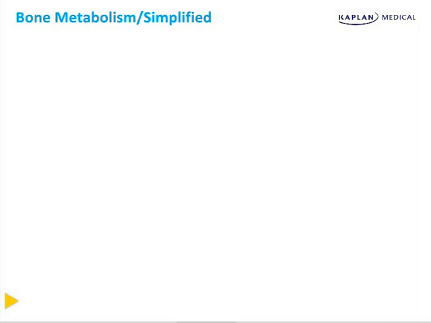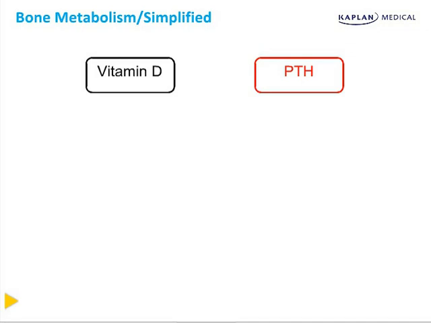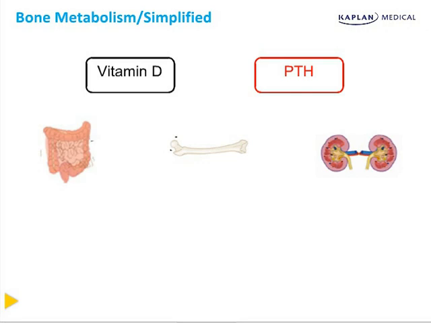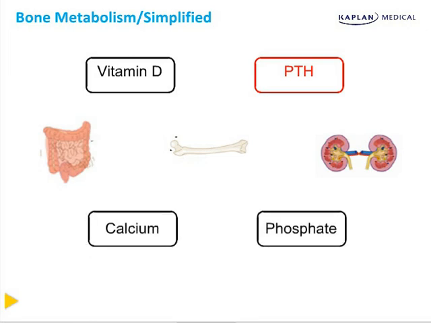You start off with two primary hormones, vitamin D and parathyroid hormone, PTH. They act on three main players, the GI tract, the bone, and the kidneys, all ultimately to control the balance of two electrolytes, calcium and phosphate. Now, in response to a low calcium, parathyroid hormone is going to act on the kidneys to increase calcium absorption in the distal tubule and decrease phosphate absorption in the proximal tubule.